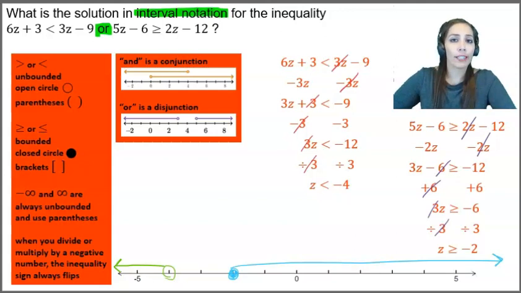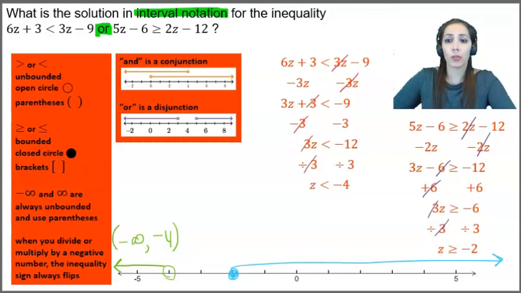We can see that we're going to the left to negative infinity, and then here we are stopping at negative 4. Since it is an open circle on negative 4, it will be a parenthesis. And since negative infinity and positive infinity are always unbounded, there will be a parenthesis here as well.